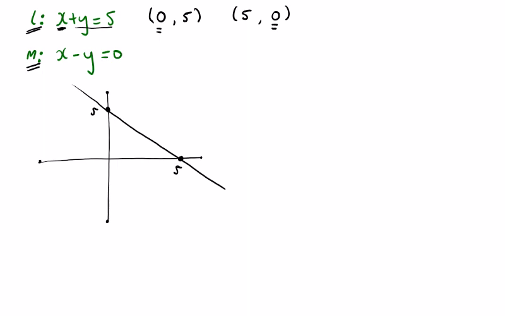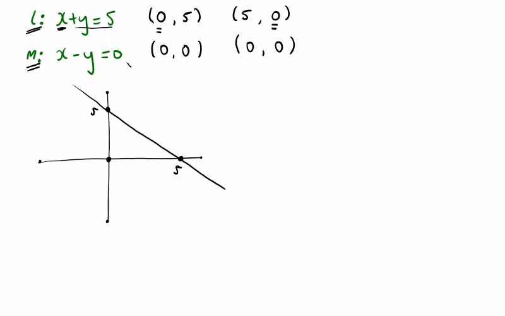Let's look at the second line. X minus y is equal to 0. So if x is 0, and y is 0, well, look what's left. If x is 0, we get minus y is equal to 0, or y is equal to 0. And the same for x. So we've just gotten the same 2 points here, which is what we were looking for.